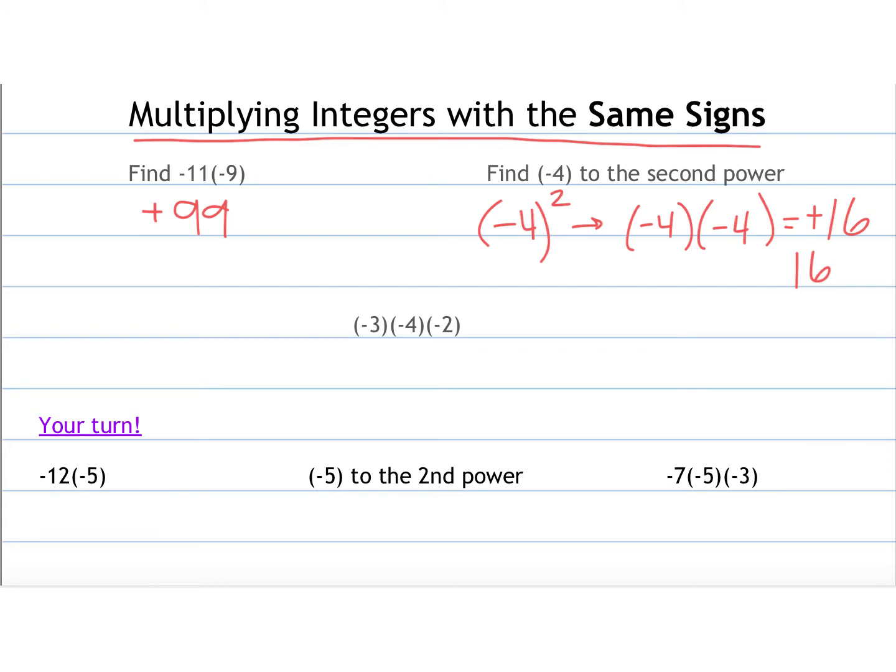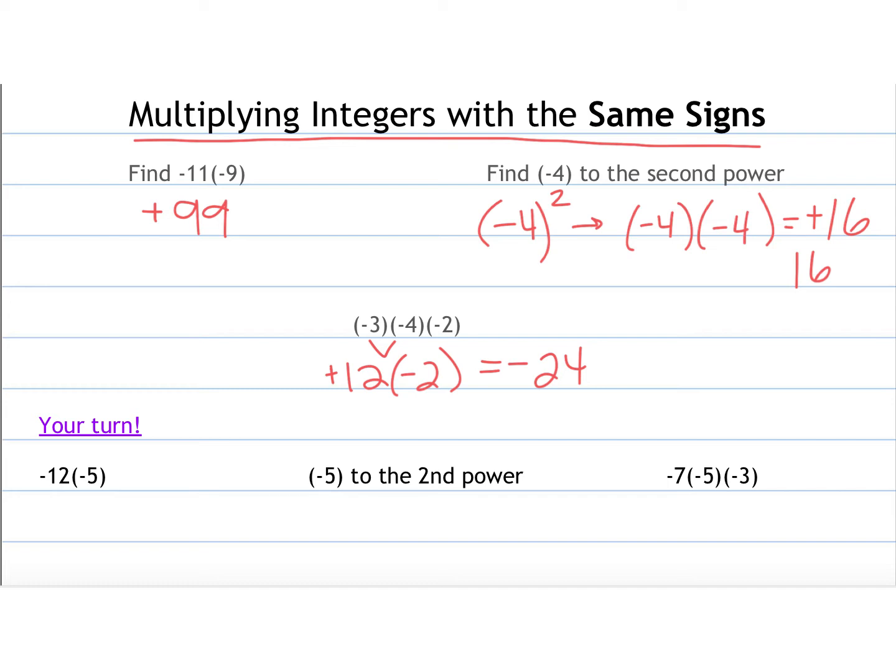Now when we have 3 numbers, let's start by multiplying the first 2 together. So -3 times -4, well, 3 times 4 is 12, and a negative times a negative is going to be a positive. And then we are going to multiply that by a negative 2. So now 12 times 2 is 24. And we have a positive and a negative, so the signs are different, so our answer is going to be negative. Pause, try the next ones on your own, and then come back and check your answers.